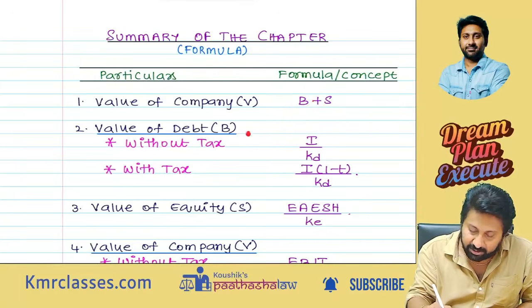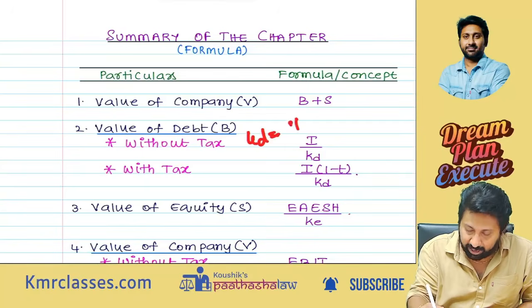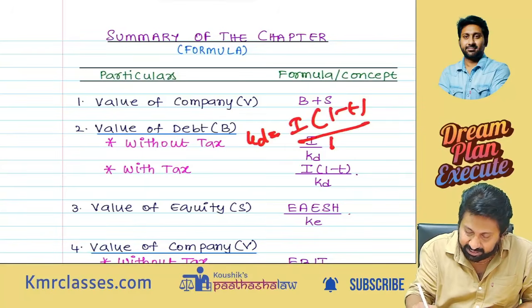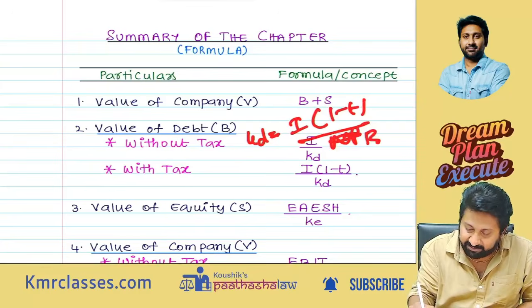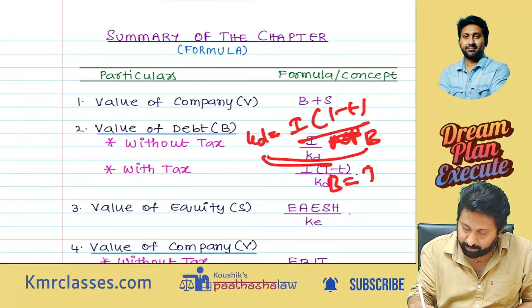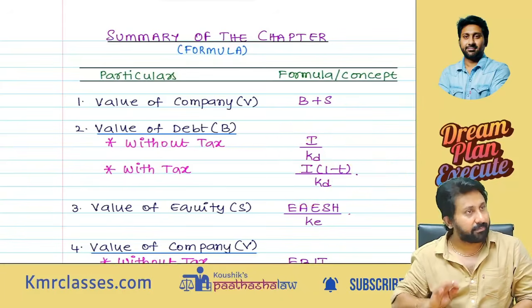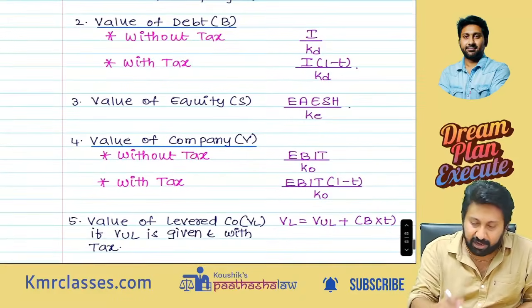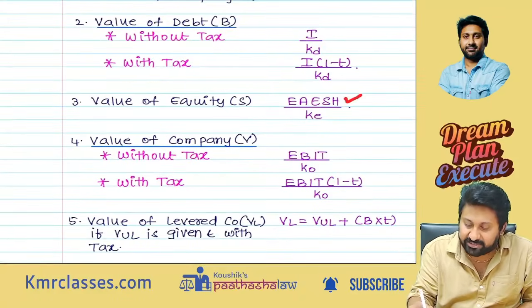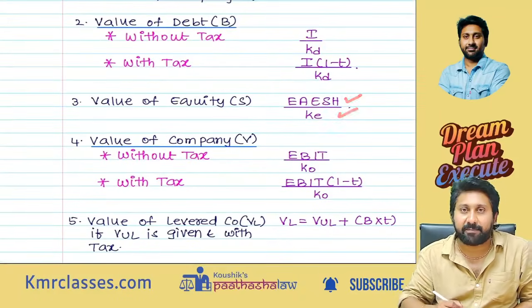What we saw? KD equal to I into 1 minus T by NP. Correct? In place of NP we will put B. What will happen now? Interchange. B equal to I into 1 minus T by KD. That's how this formula came. Understood? That's it. Value of equity: earnings available to equity shareholders divided by KE.